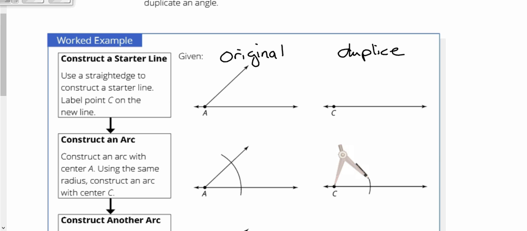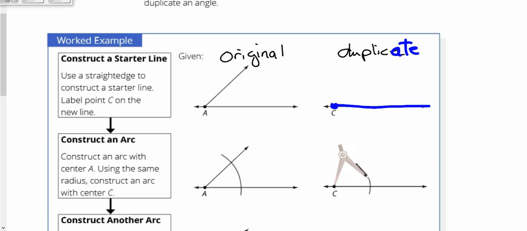So the first step that you do is you draw the line, and you get the point that you want to duplicate. In this case, they chose a different letter. The original has the vertex of A. The duplicate is going to have C as its vertex.